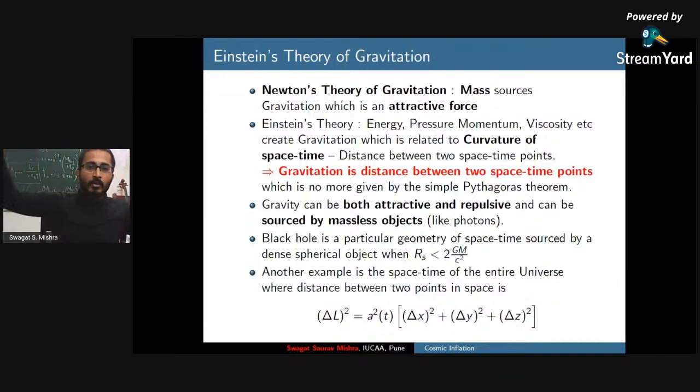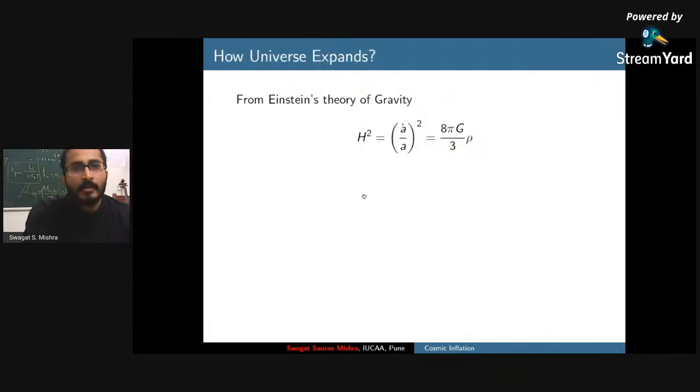Either it will increase or it will decrease, or it is going to oscillate, increasing for a while and decreasing for a while. We'll see what it is. Einstein's theory will also tell you what it is. But the first thing it tells you is that the distance is time dependent. Okay, so you no more expect a static universe. Okay, so how does the universe expand?